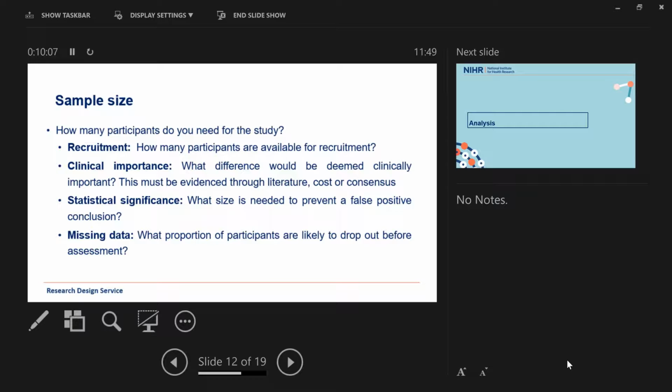And then please don't forget to think about what you're going to do about missing values as well, because it is about how many valuable patients you have at the end for your analysis.